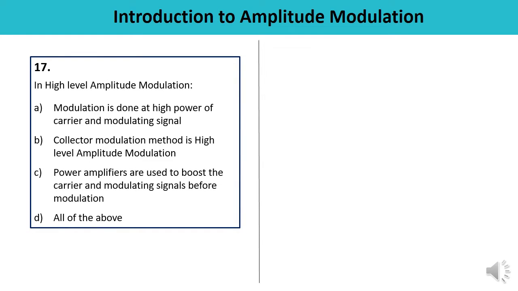Next question, in high level amplitude modulation. Recall what we have discussed. Modulation is done at high power. The collector modulation method is used, and power amplifiers are used to boost the carrier. It means the correct answer is D, all of the above.